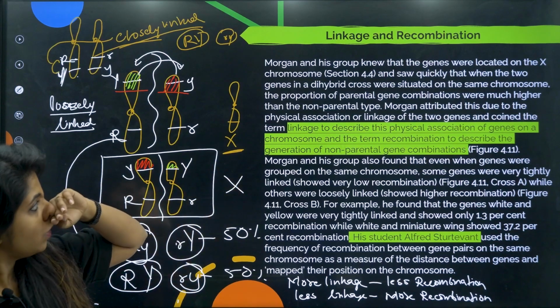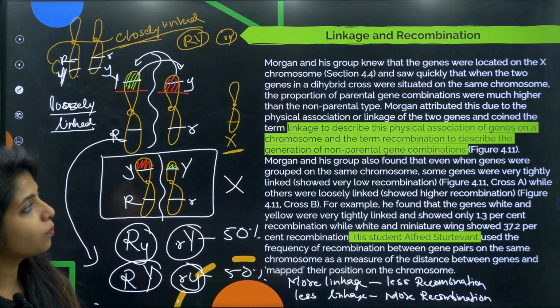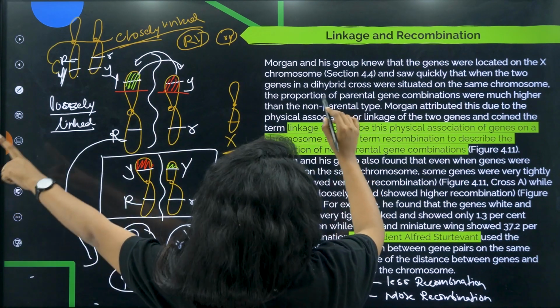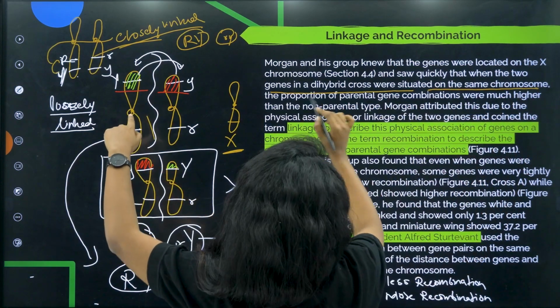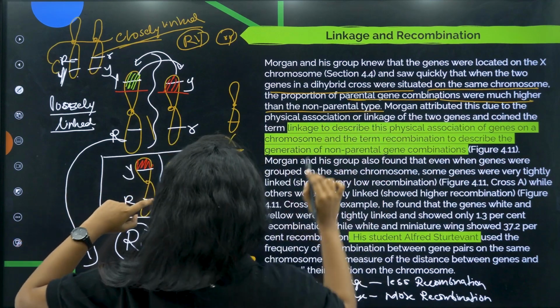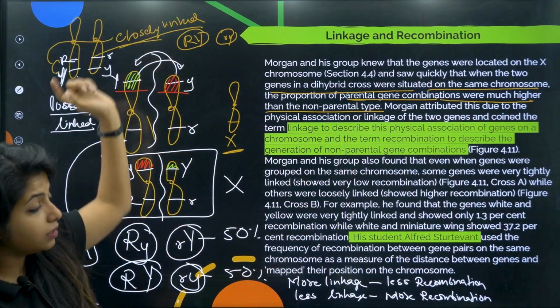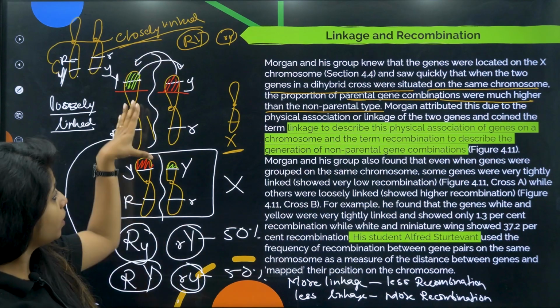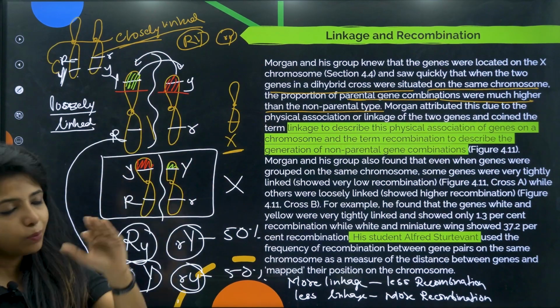They saw quickly that when two genes in a dihybrid cross were situated on the same chromosome, the proportion of parental gene combination was much higher than the non-parental type. So the proportion of parental gene combination was much higher than the non-parental type when both of them were located on the same chromosome. Now they didn't say anything about linkage yet, but they will tell.